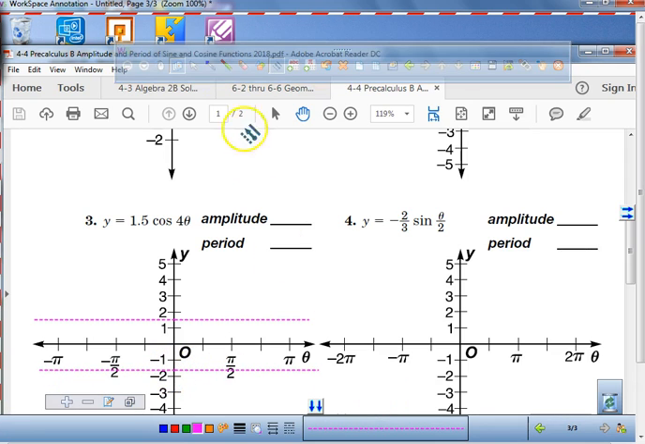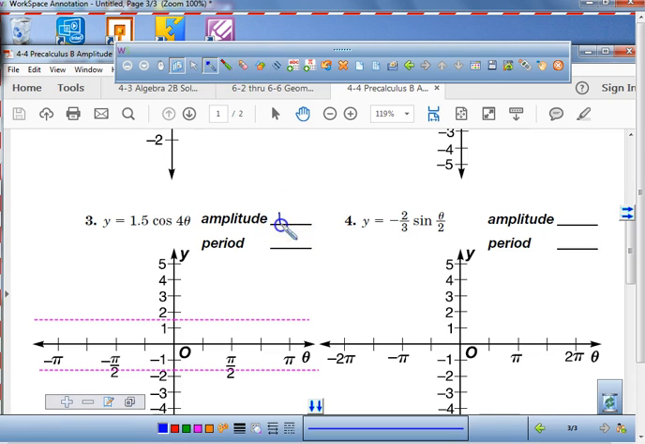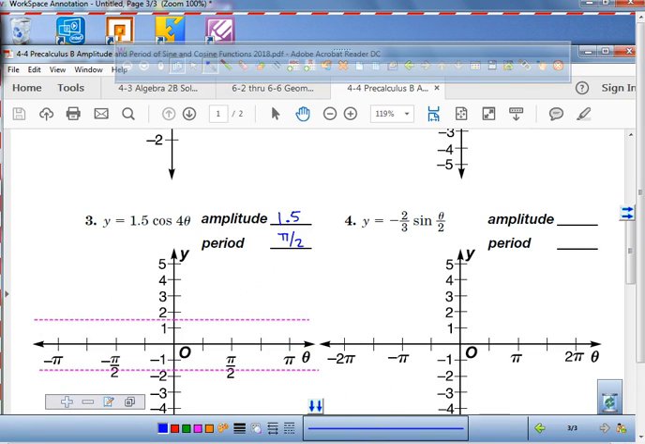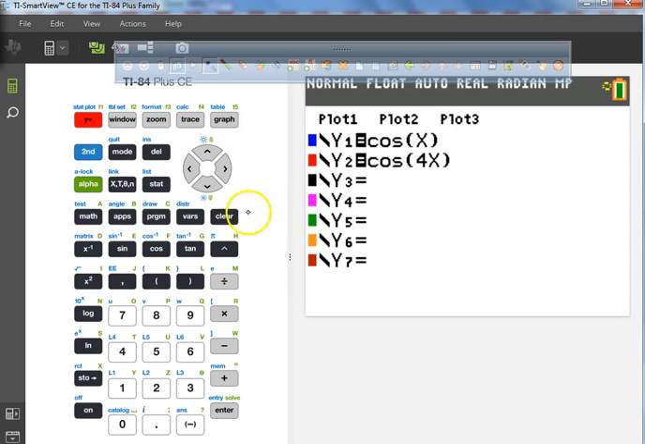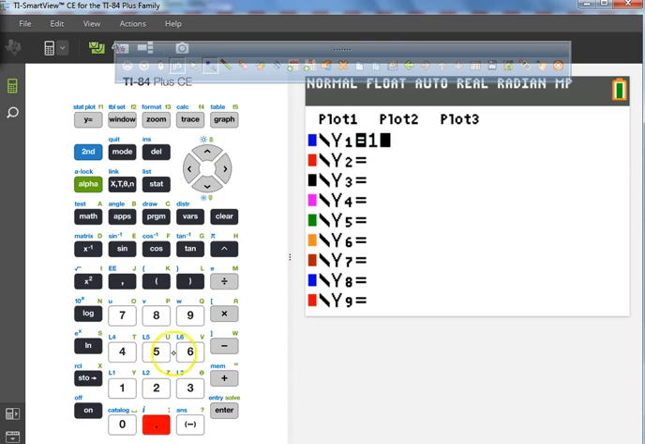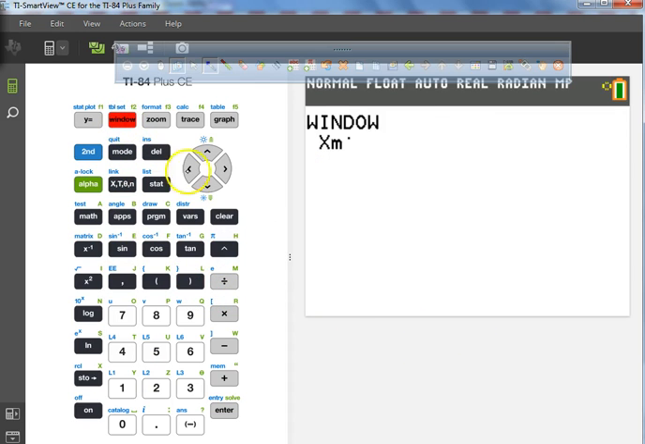All right, now we are going to graph problem number 3. Remember, our amplitude is 1.5 and our period is pi over 2. So what we're going to do is graph everything right here together. I'm going to clear this out and type in y1 equals 1.5 cosine 4x. But I'm going to change my window.